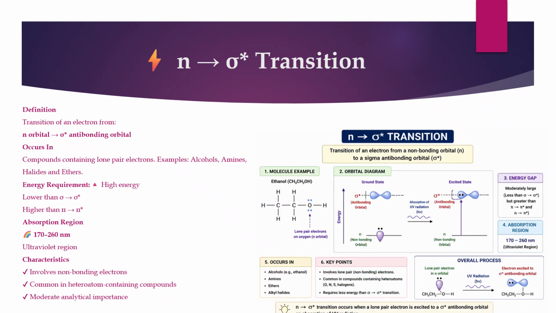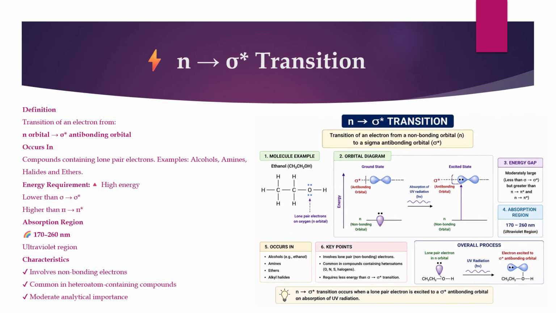Next, let us look at the n to sigma star transition. As shown in this image, this transition occurs in molecules containing lone pair electrons such as alcohols, amines, and ethers. The example shown here is ethanol. The oxygen atom contains lone pair electrons which occupy non-bonding orbitals. When UV radiation falls on the molecule, one of these electrons absorbs energy and gets excited to the sigma antibonding orbital. The image clearly shows this upward electron movement.